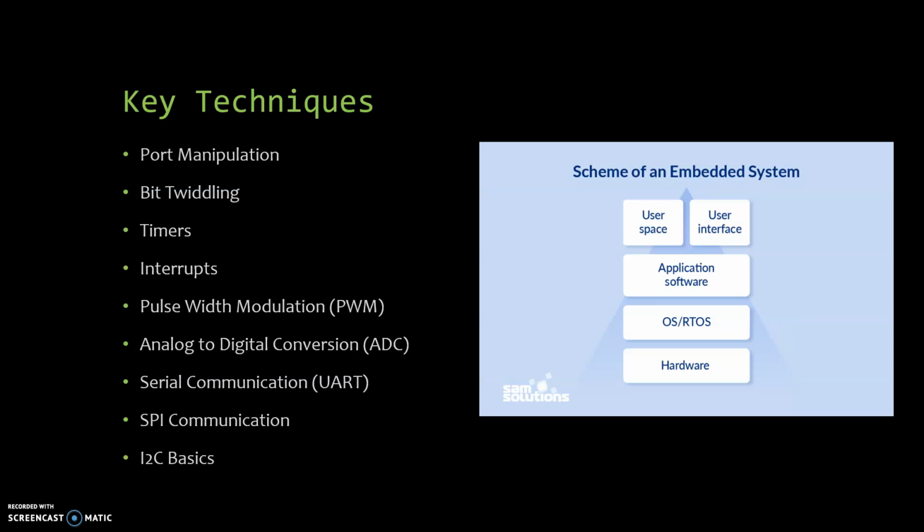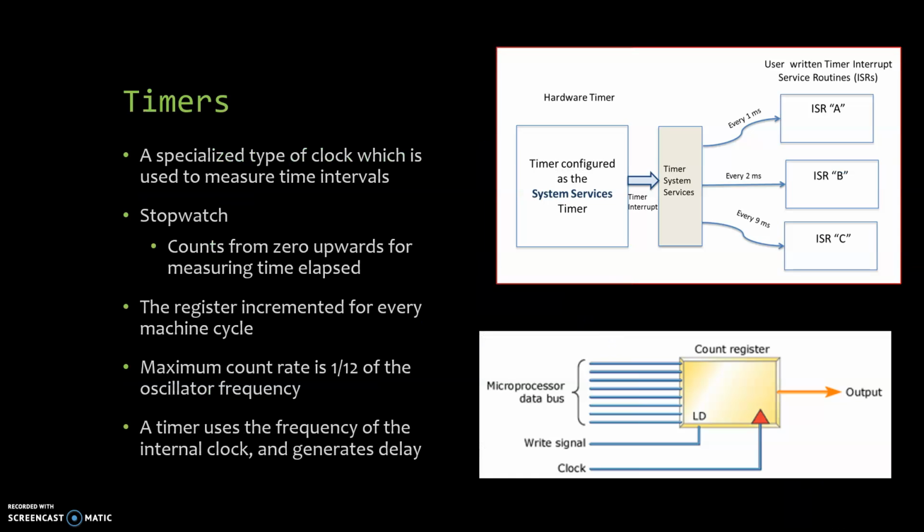The picture is a basic scheme of embedded systems, where the user space and user interface are at the top, then the application software, and then the OS and the RTOS. That's basically the programming software that the developers see, but not the users. And then the hardware. What I'm going to be talking about is timers.